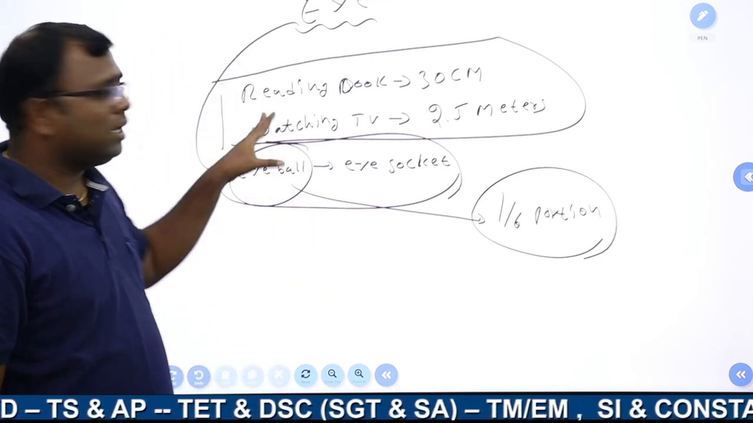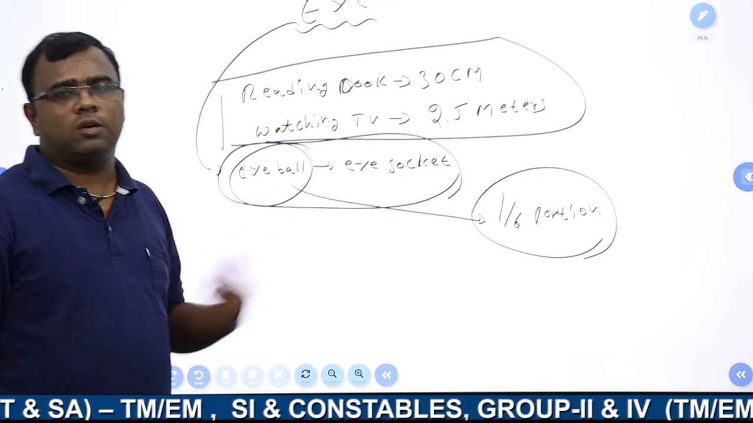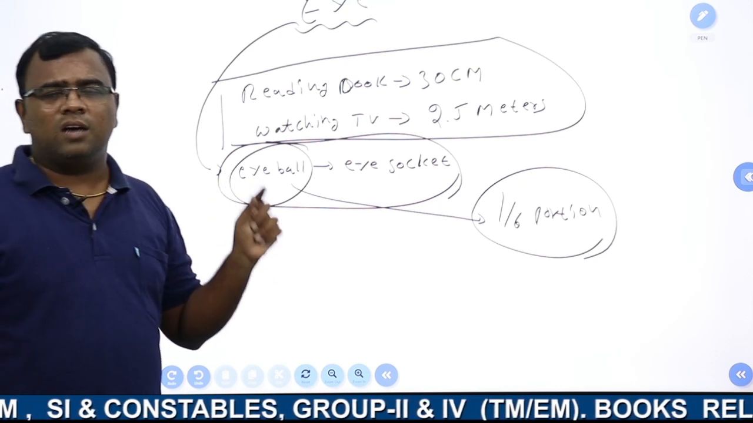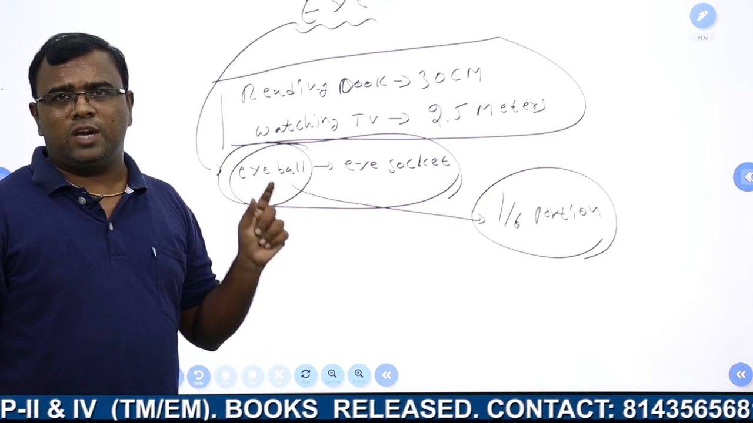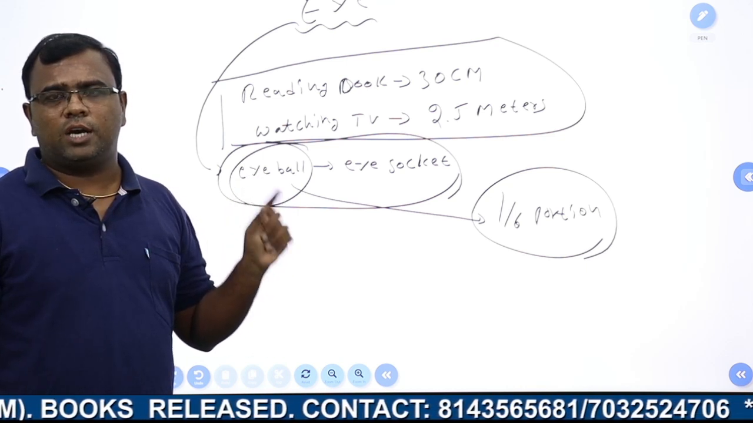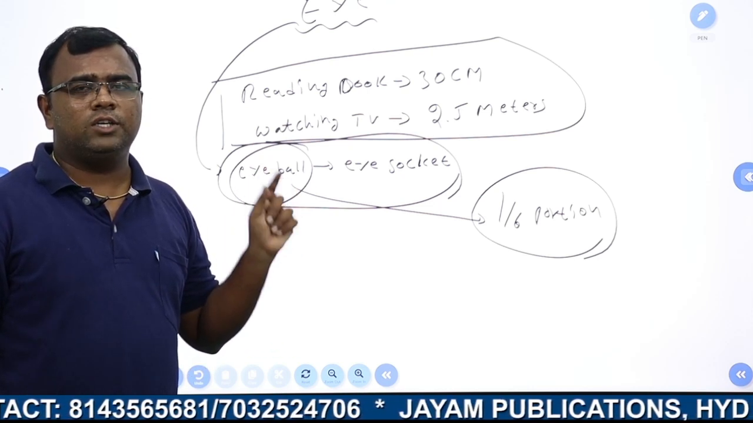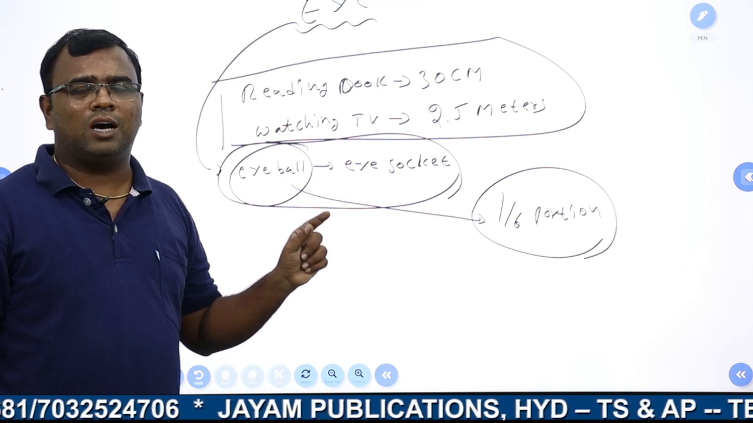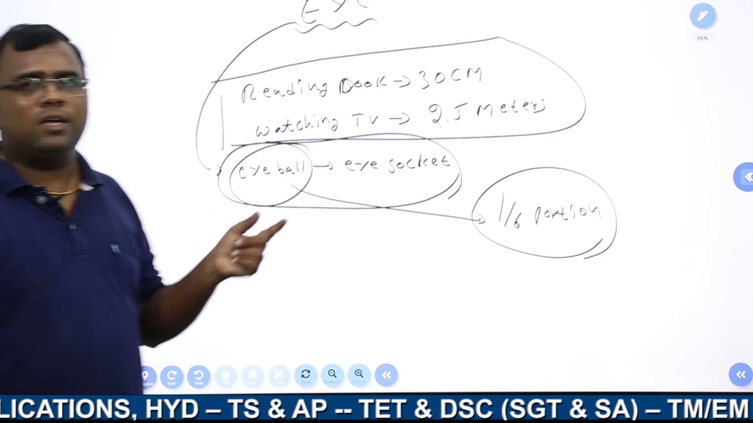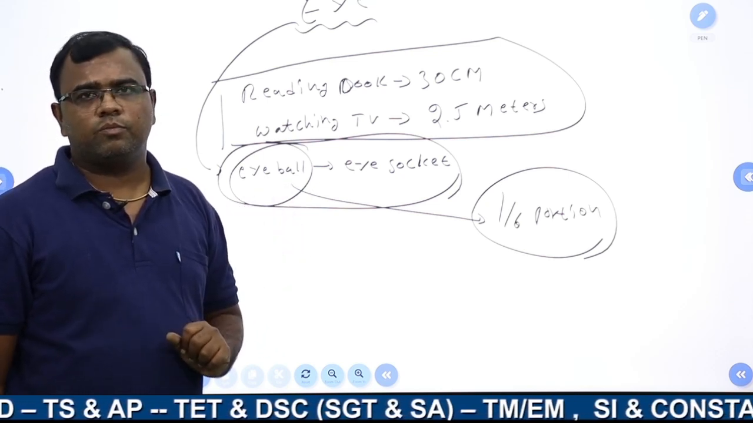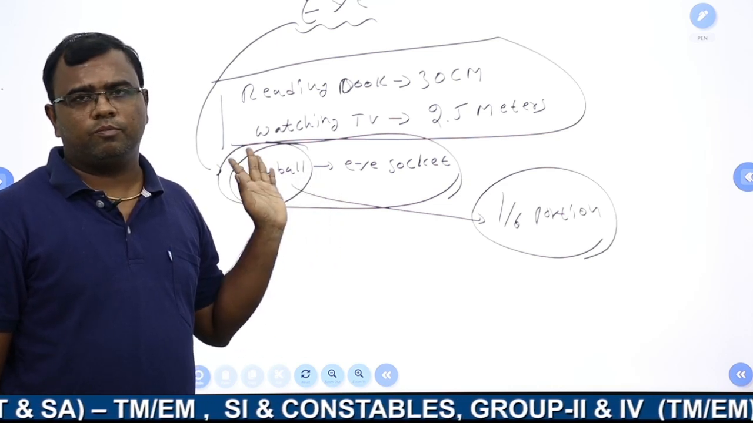This is the eye introduction. The eyes are sensitive organs in the human body. When reading a book, the distance between book and eye is 30 centimeters. When watching TV, the distance between the eye and TV is 2.5 meters. The eyeball is located on the eye socket and is visible to only 1/6 portion.